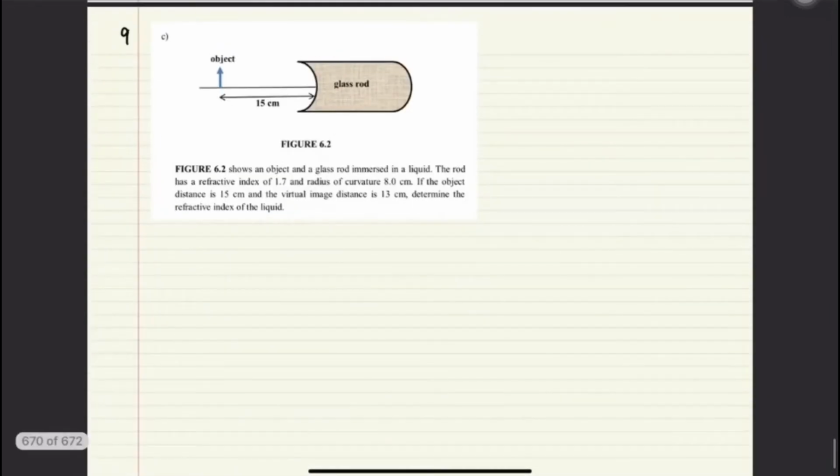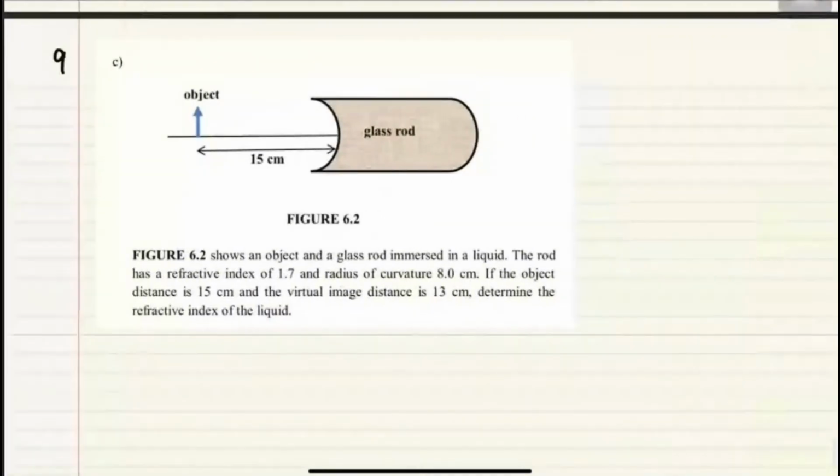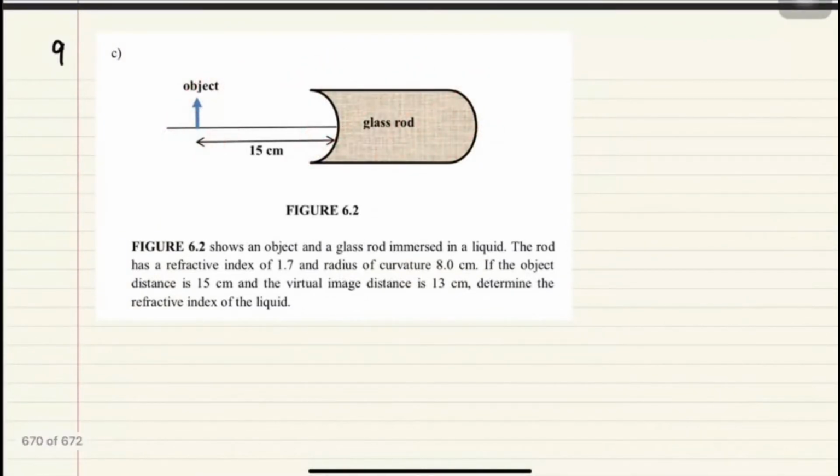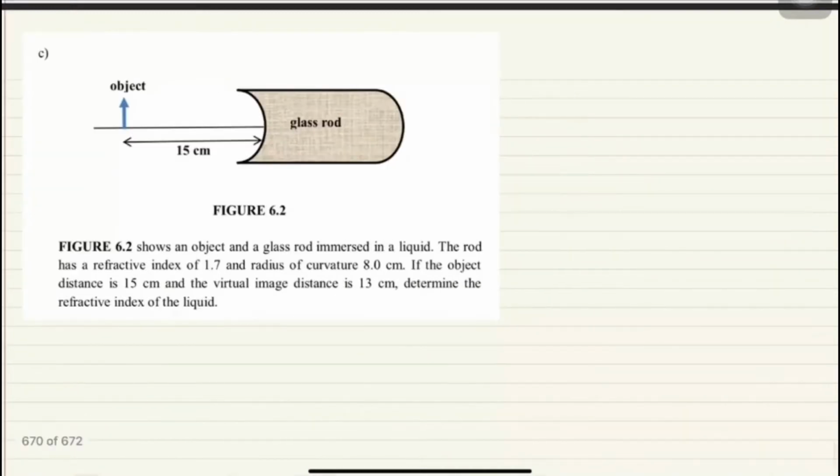Okay, question number 9, C. It shows a refractive situation with an object, a glass rod immersed in a liquid. So the whole thing is actually in liquid. The rod has a refractive index of 1.7 and a radius of curvature of 8 cm. For this one you still have to solve using N1 over U, because they give information about the medium. There are two media.